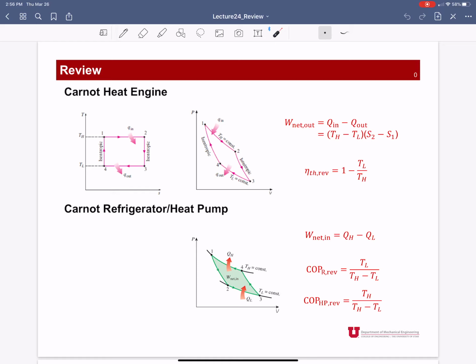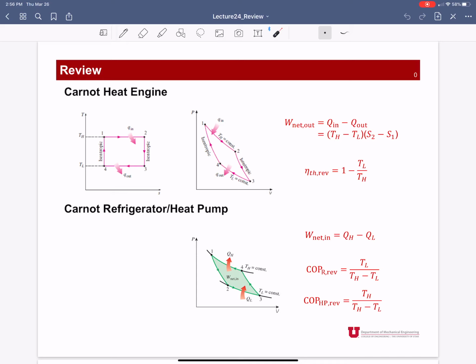So in the TS diagram, it gives us a rectangular closed loop to make the Carnot heat engine. We also can draw the same processes in a PV diagram as you see here. So again, from 1 to 2 we have heat transfer in, and from 3 to 4 we have heat rejection.